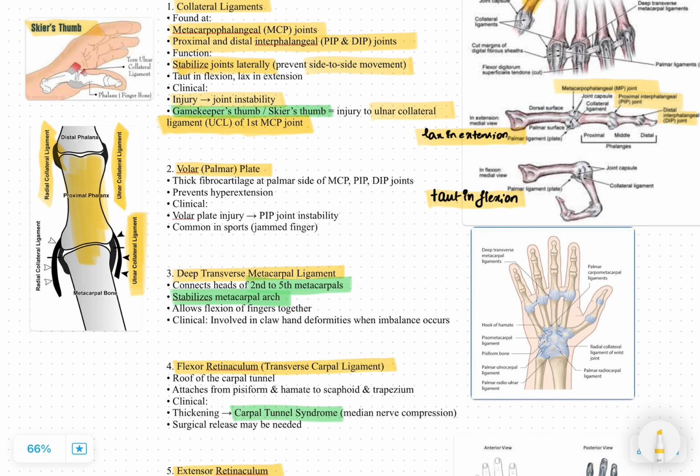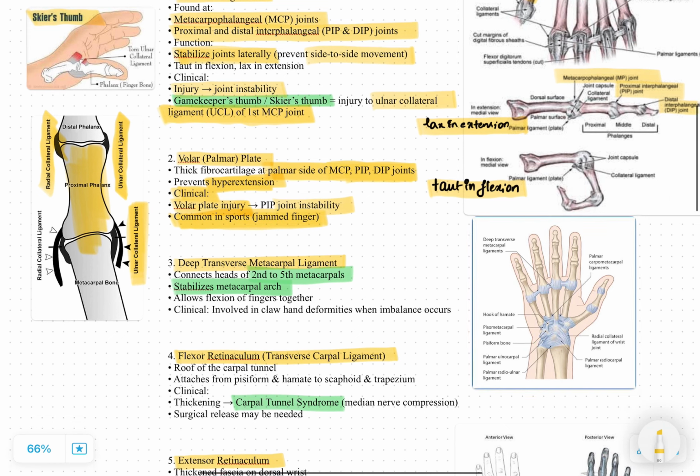Next is the volar or palmar plate. It is a thick fibrocartilage present at the palmar side of all these metacarpophalangeal, proximal interphalangeal and distal interphalangeal joints. These prevent hyperextension. The clinical significance is that volar plate injury causes joint instability, and this generally occurs in sports injuries.